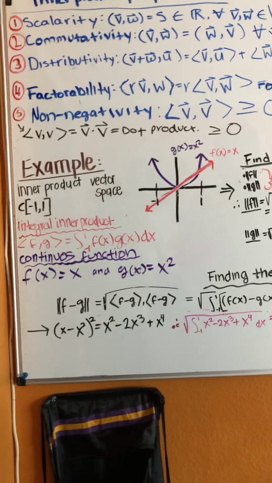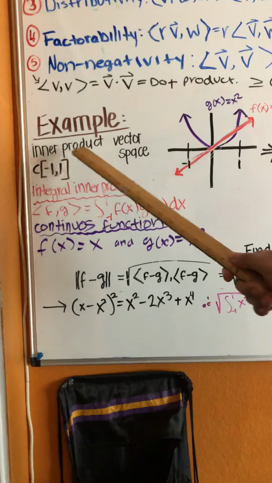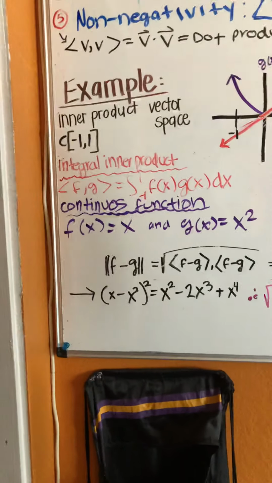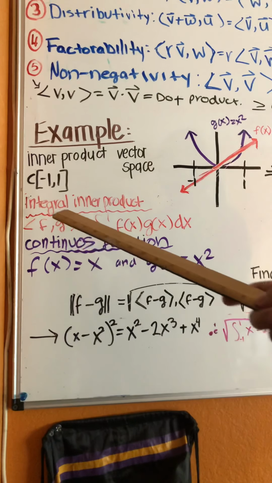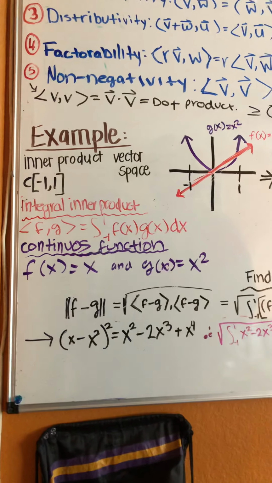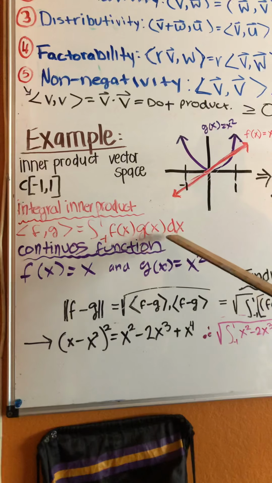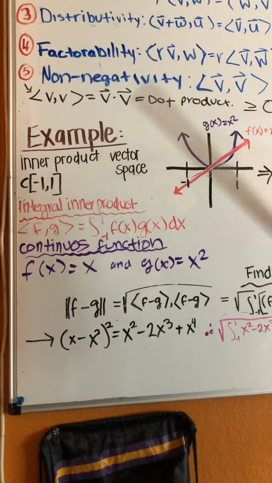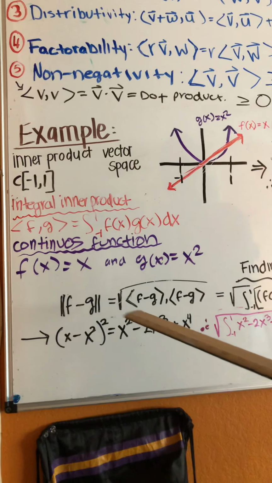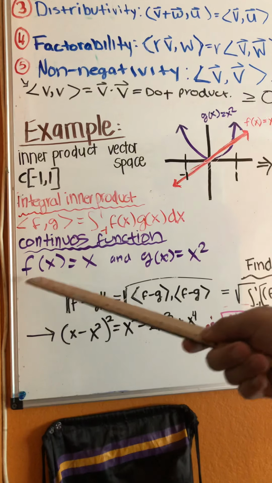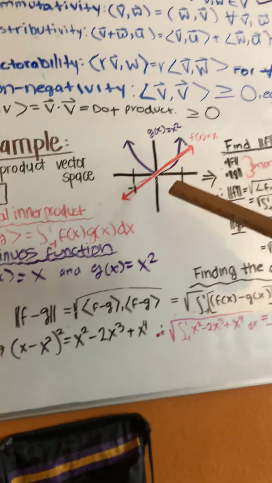Now, for our example, we have an inner product, or we can consider this our vector space of -1, 1. Now, our integral inner product is going to be f, g, which is going to be our integral of f of x, g of x, dx between -1 and 1. Now, our functions f of x and g of x are defined below. Here we have f of x is equal to x, and g of x is equal to x squared. I've described them here graphically.